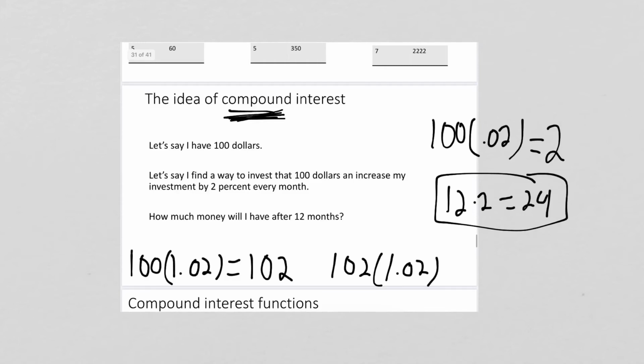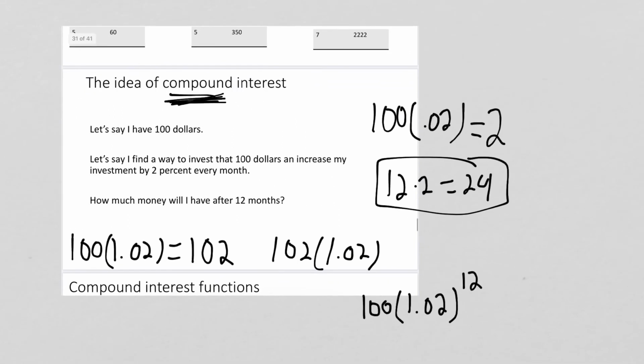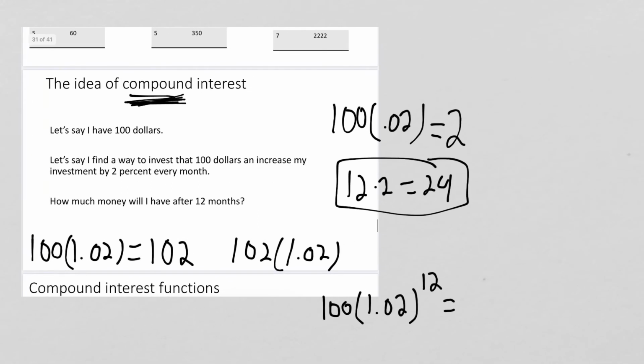And in fact, the function I'm going to use is just 100, my initial value, times 1.02. And if I want to know how much I'm making after 12 months, I'm just going to raise this to the 12th power. And let's go ahead and use a calculator and figure out what that should be. Okay, so it turns out this actually ends up being about 126.82, okay? So that may not seem like a big difference from 20. So we said, like, it's not going to be 24. It's going to be more than that since the interest is compounding. It ends up being 126.82.